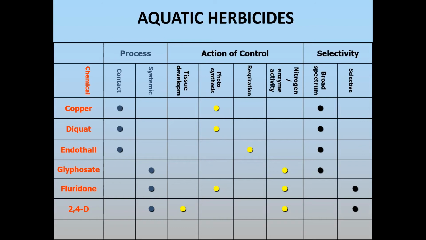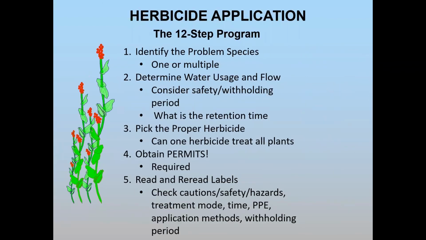Some influence the ability of plants to actually develop tissue. Others interfere with the photosynthetic process, some the respiration process, and others affect the enzyme activity of the plant. So basically, the plant is not able to grow properly and therefore will die off. And some of the herbicides are what's called broad spectrum, meaning that they will kill different species of plants, and others are very selective.